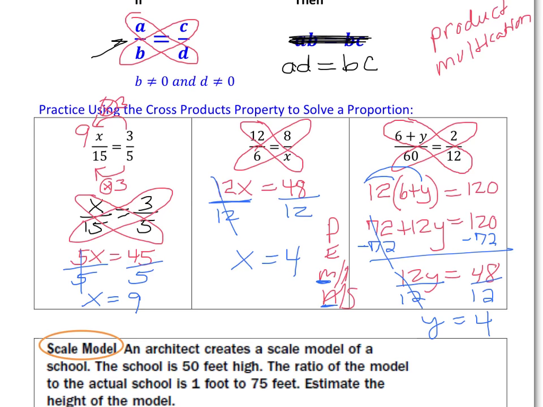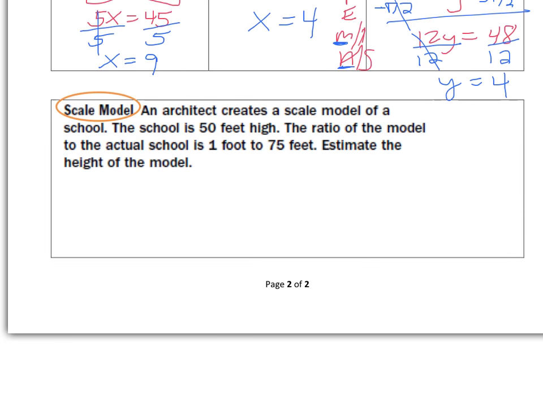Okay, let's take a look at a real world problem. We've got a problem regarding a scale model. It's kind of like an airplane model, but in this case, we've got a model of a building. So an architect creates a scale model of a school. The school is 50 feet high in real life. The ratio of the model to the actual school is 1 foot to 75 feet. Estimate the height of the model.